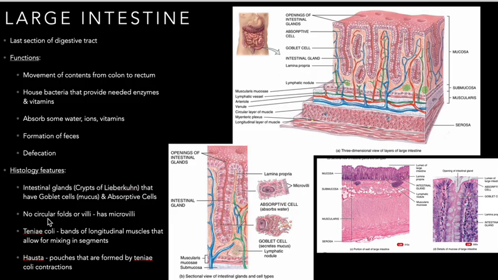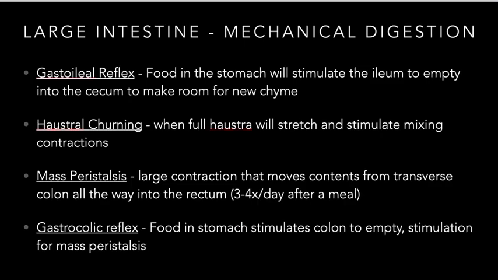We are going to see two types of structural features that are unique to the large intestine. One of them is called our taeniae coli. These are large bands of longitudinal muscles that allow for mixing in segments. So you can see this big long muscle that goes up the ascending colon, across the transverse, and then down the descending, that's going to allow different sections of the large intestine to move together. We are also going to see these little haustra or pouches that are formed when these taeniae coli contract. This is again where the mixing is going to occur and help push things forward.